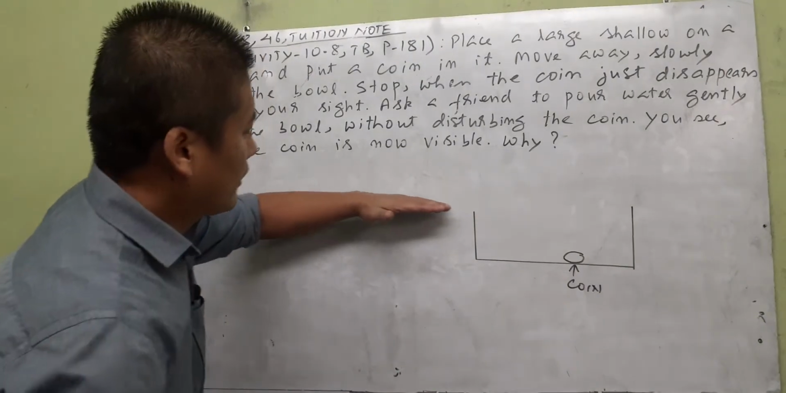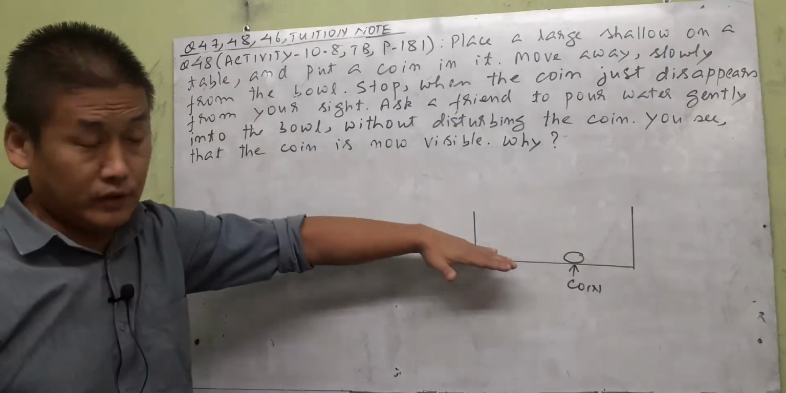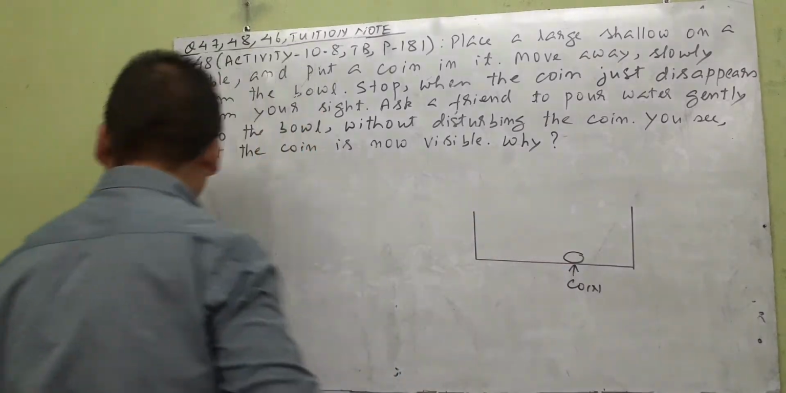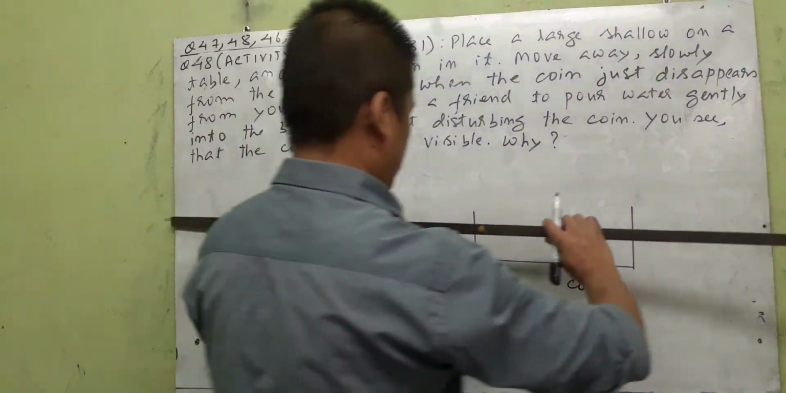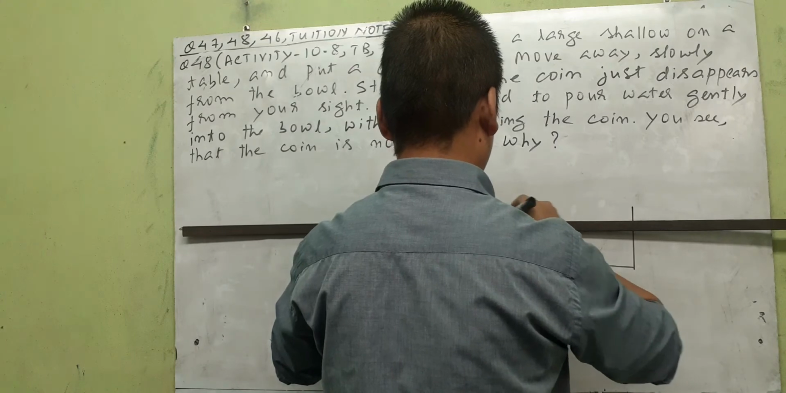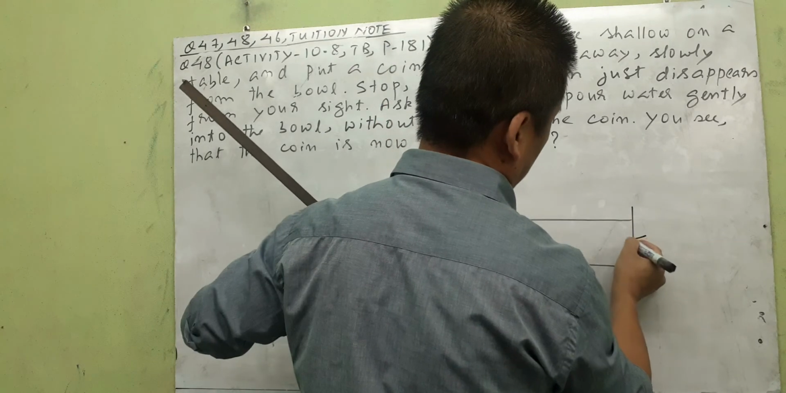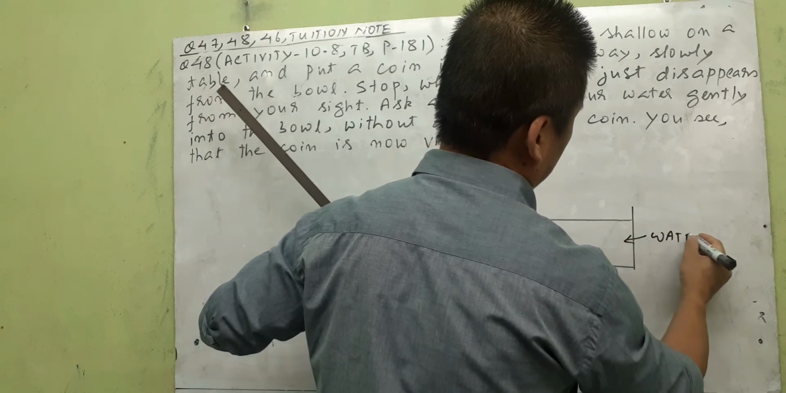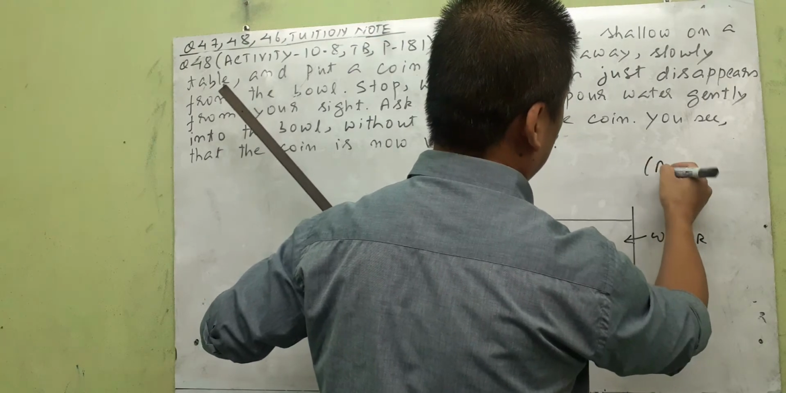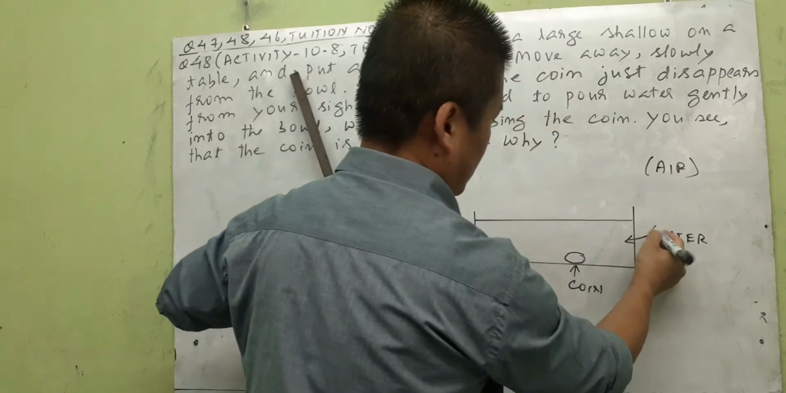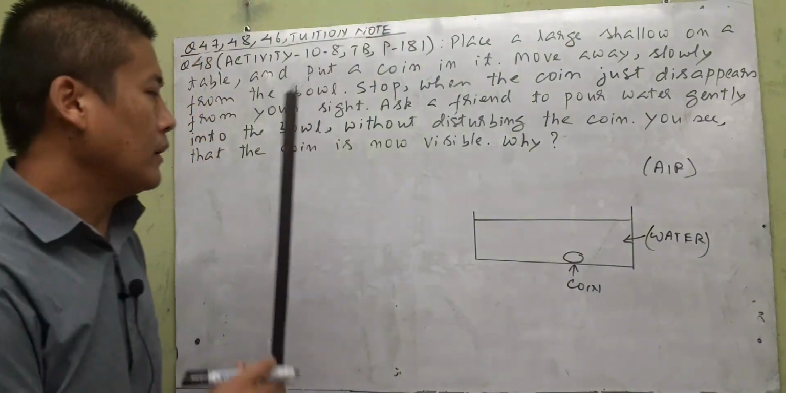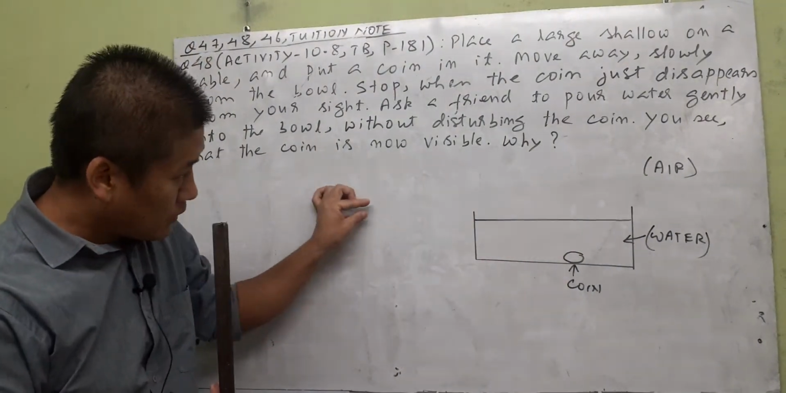Now, so you move your eye away to this place where you cannot see the coin anymore. Then your friend pours the water, maybe to some level. He pours it up to here. So this is the water poured. We know this is the air above water. So now, why, when the water is poured, are you able to see the coin?